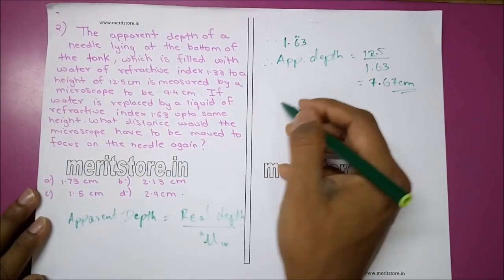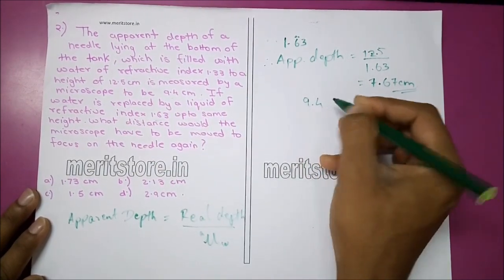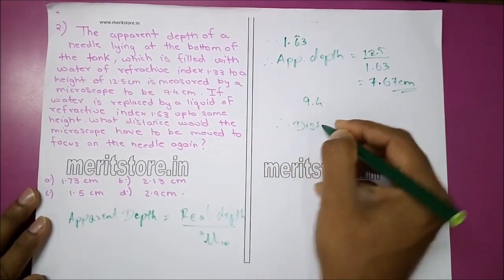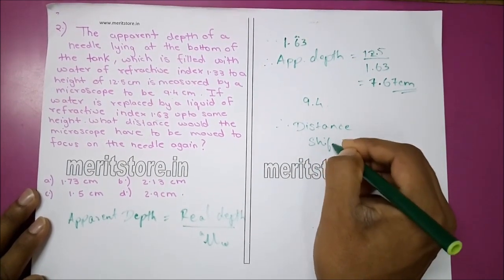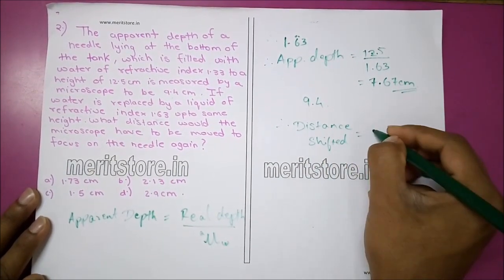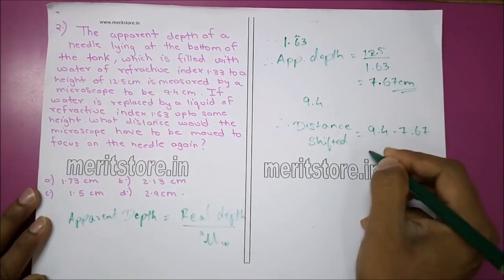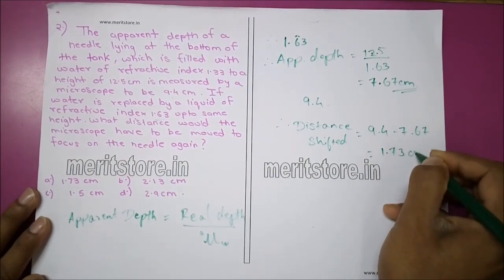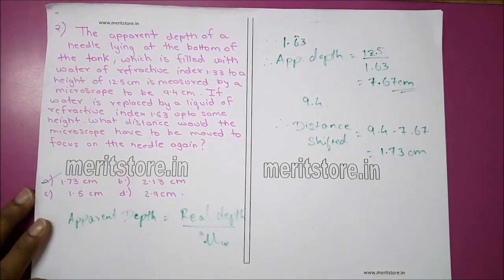Now initially the needle was in focus at a distance of 9.4 centimeters. So therefore the distance that the microscope has to be shifted would be equal to 9.4 minus 7.67, which comes out to be 1.73 centimeters. Hence option A is the correct answer.